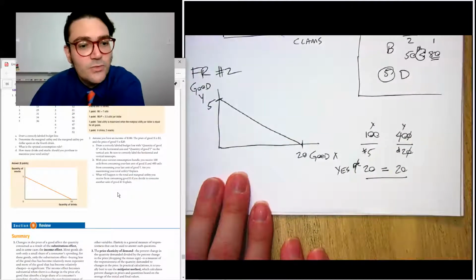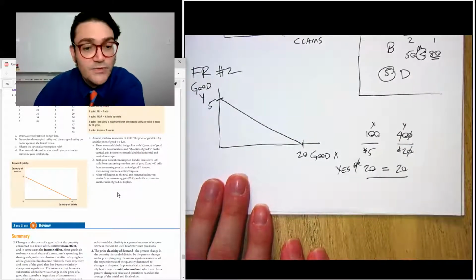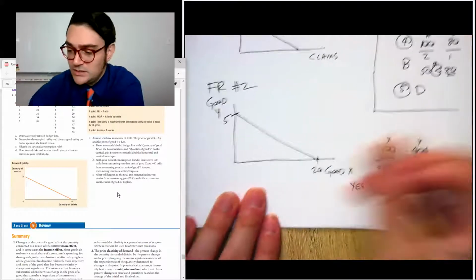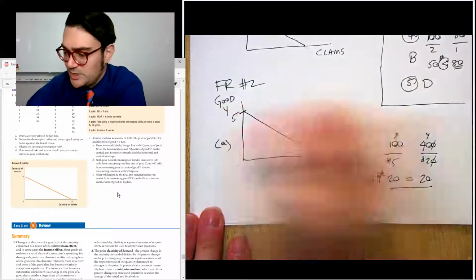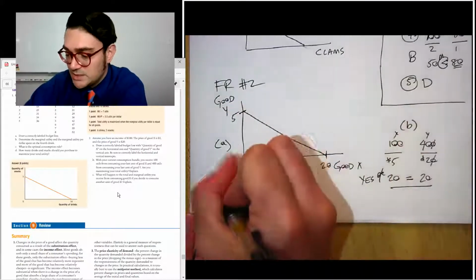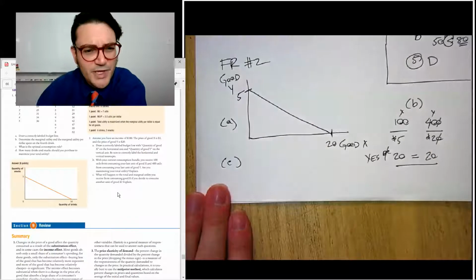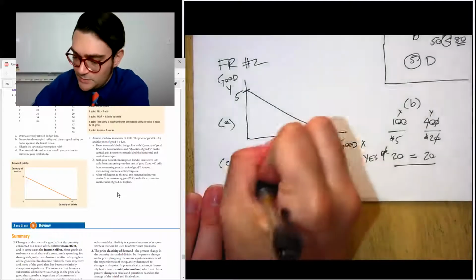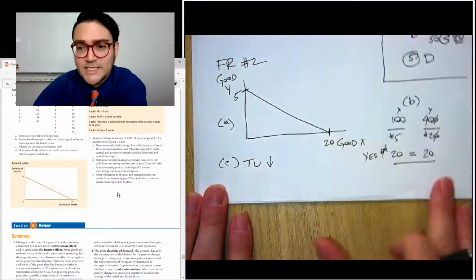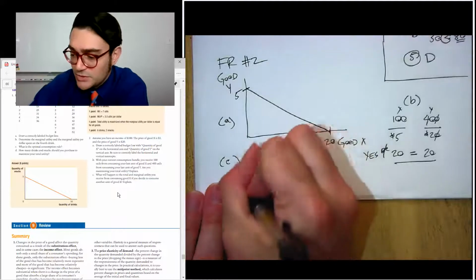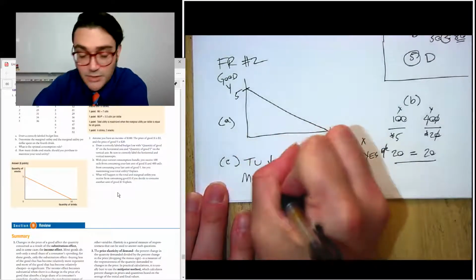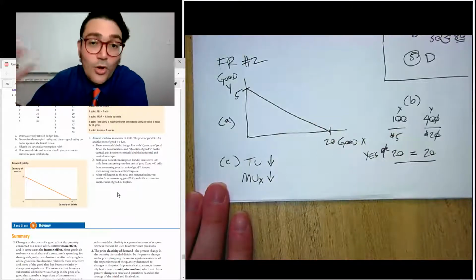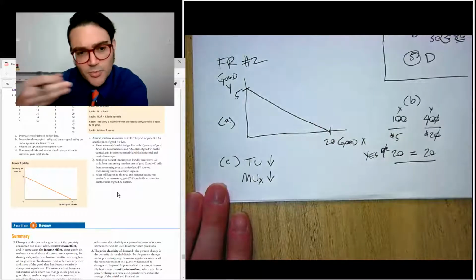What will happen to the total utility you consume if you decide to consume more of good X? I'm just making sure I'm labeling all of this. This is B and this is C. If we consumed more of X, then the total utility would decrease because we maximize it at this point. And the marginal utility from X would also decrease because the next unit of whatever you're consuming always gives you less marginal utility than the previous unit.